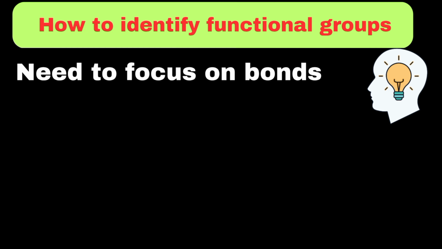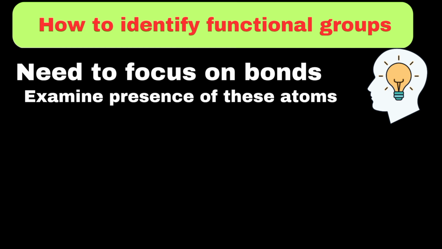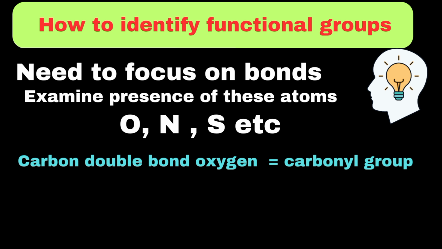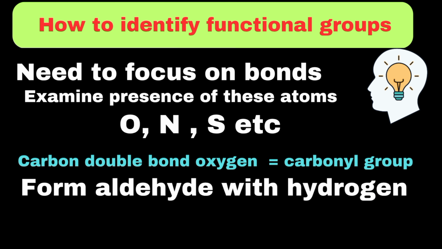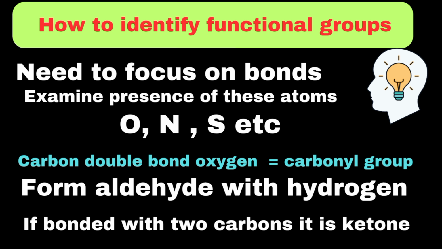Now we will discuss how to identify functional groups in a molecular structure. You need to focus on specific patterns of atoms and bonds that define their chemical properties. Begin by examining the molecule for atoms like oxygen, nitrogen, sulfur, or halogens, as these atoms are often part of functional groups. For example, if you see an oxygen atom double bonded to a carbon atom, it forms a carbonyl group. This group can indicate different functional groups depending on what is attached to the carbonyl carbon. If it is bonded to a hydrogen atom, it is an aldehyde. If bonded to two other carbons, it is a ketone.